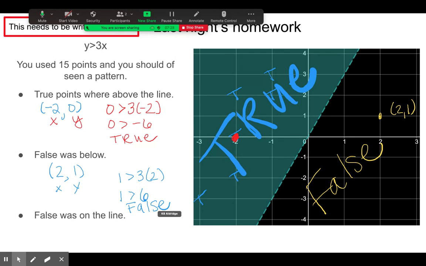You also should have learned that any point on this line is false. Notice how the line is dotted. And you might have checked with the point 0, 0. x is 0, y is 0. 0 is greater than 3 times 0. 0 is greater than 0, of course, is false too. So we had a false on the line, we had falses below the line, and we have trues above the line.